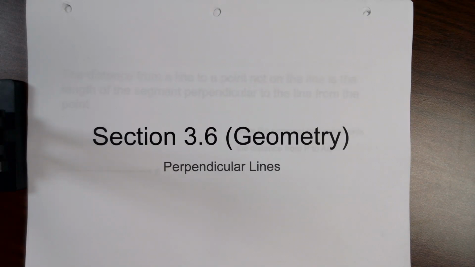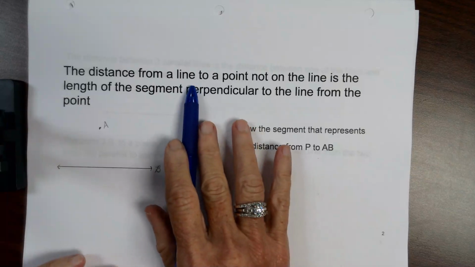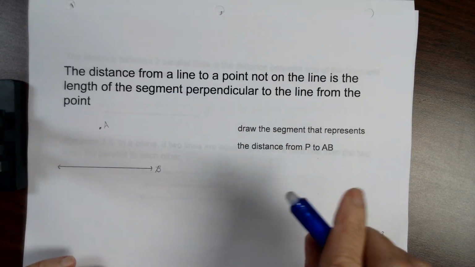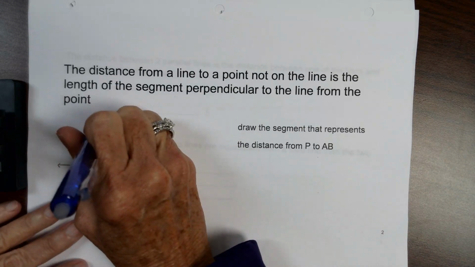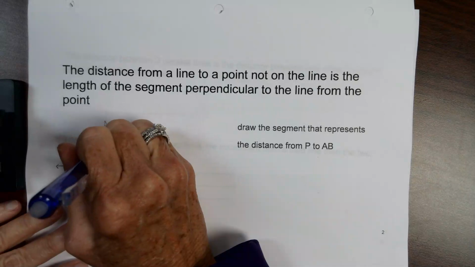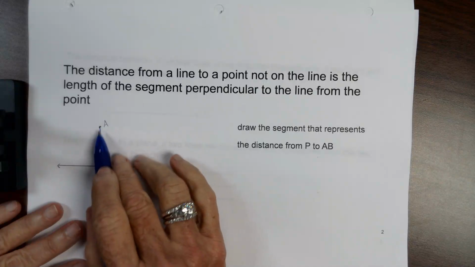Section 3.6 has to do with perpendicular lines. The distance from a point to a line would be the line that is drawn from the point perpendicular to the line. So that's going to be the distance from the point to the line.